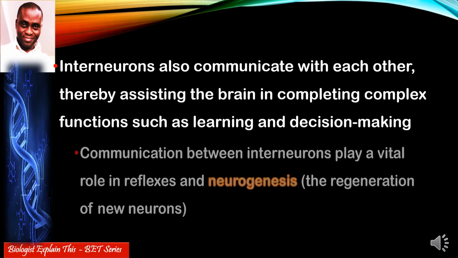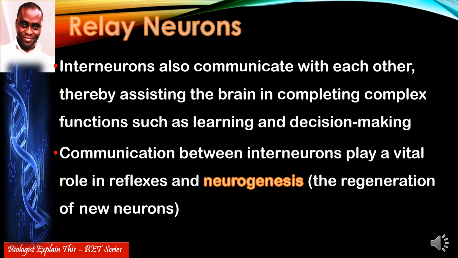Now, apart from connecting sensory and motor neurons with each other in the nervous system, relay neurons also communicate with each other. In this scenario, when relay neurons connect with each other, they enable the brain to complete some kinds of complex functions. When you are learning, for example, you have to connect concepts and principles. New ideas make sense in the light of the previous things you've learned.